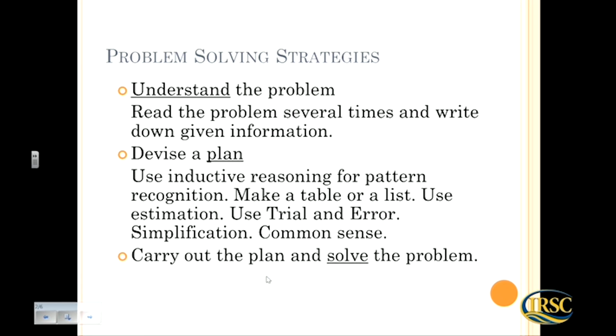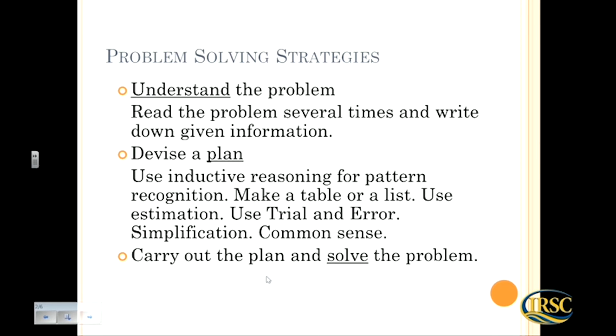Okay, the third step is to carry out the plan and solve the problem. So if my goal is to get dressed in the morning, what do I have to do to carry out and solve the problem? Get dressed, right? Okay, so it's simple. So again, I'm just showing you how these steps are not new. It's something that we do every time we have to solve an issue.